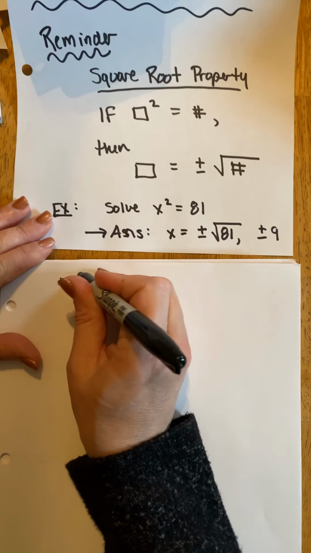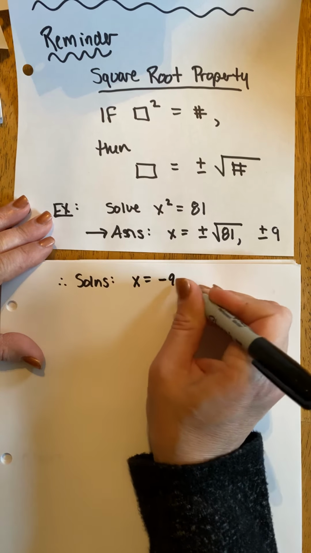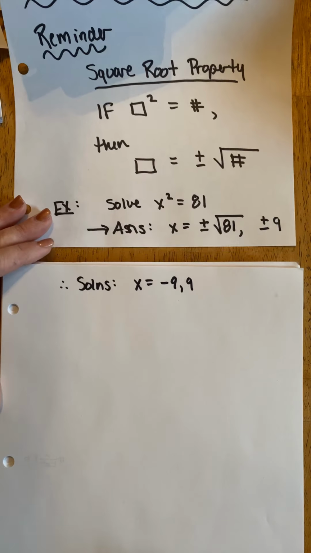So therefore, my solutions would be x is negative 9, positive 9. We know Alex likes our solutions separated with commas.